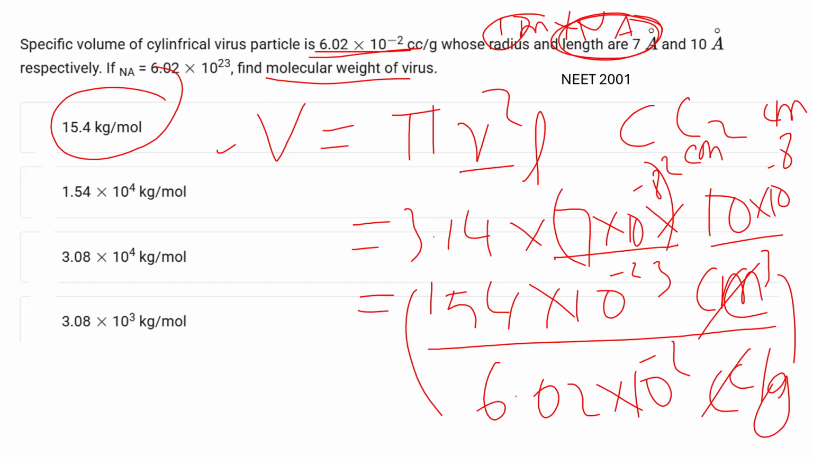The idea is that we need to find the volume of the cylinder, pi r square L. Then the given volume divided by the specific volume gives some value, which is multiplied by Avogadro's number. It is nothing but the molecular weight, because the given volume divided by the specific volume is like moles. If we multiply the moles with Avogadro's number, we end up with the molecular weight. That is the idea. These three questions are mentally very difficult, but easy to solve once we understand.